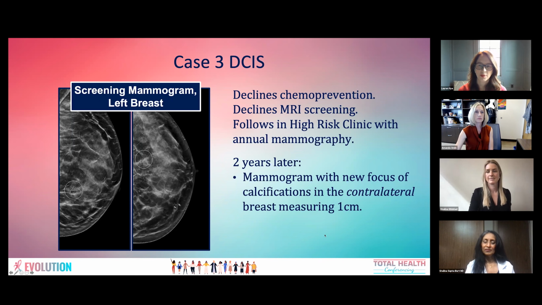Our patient declines chemoprevention. She declines the MRI screening due to concern of increased false positives or need for future biopsies, and she follows in the high-risk clinic with annual mammography. 2 years later, her mammogram shows a new focus of calcifications in the contralateral breast, again measuring about 1 centimeter.